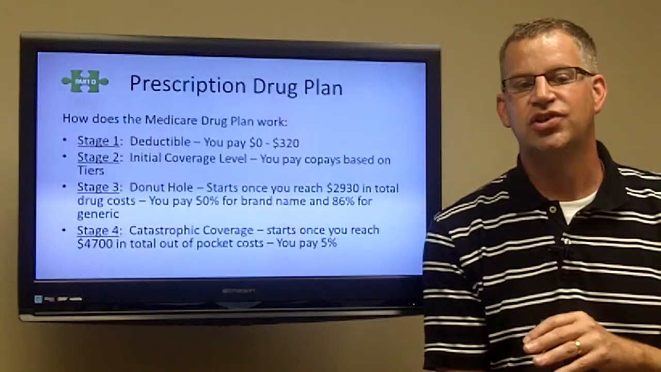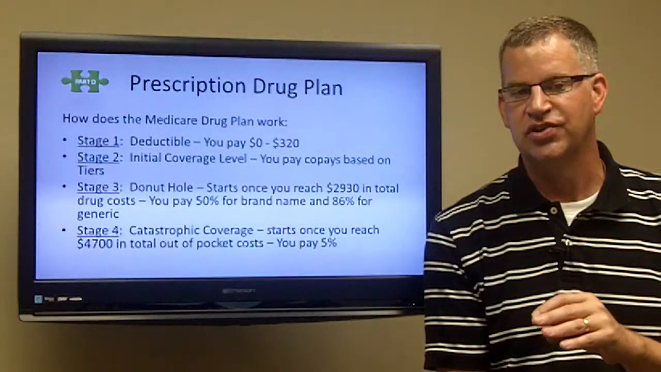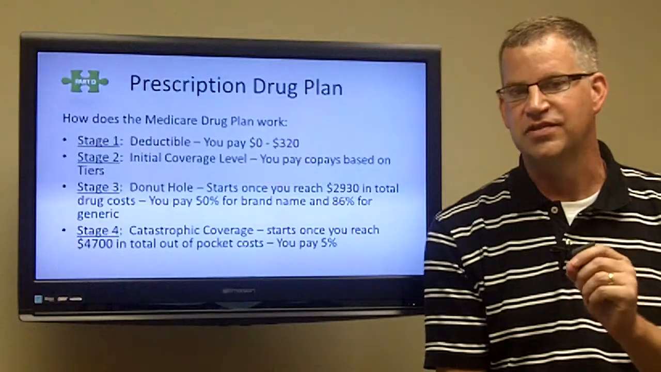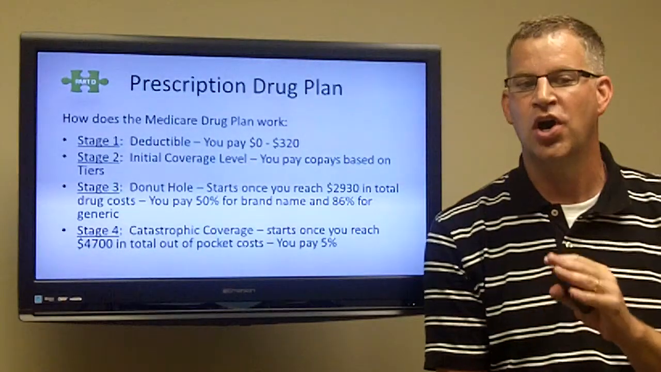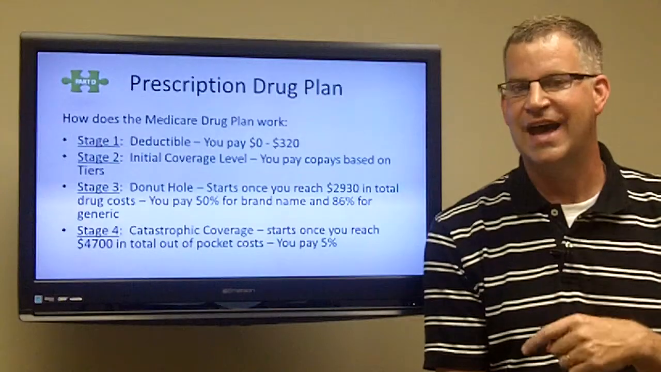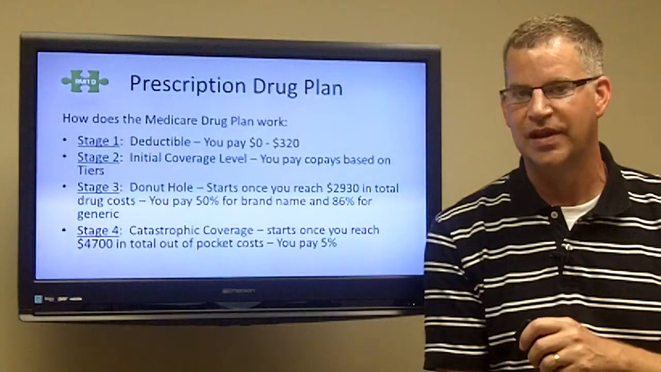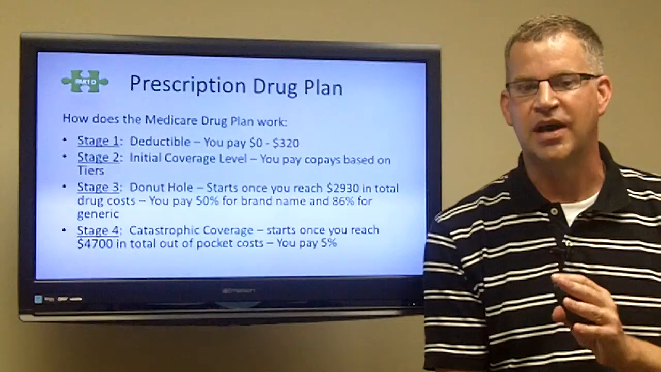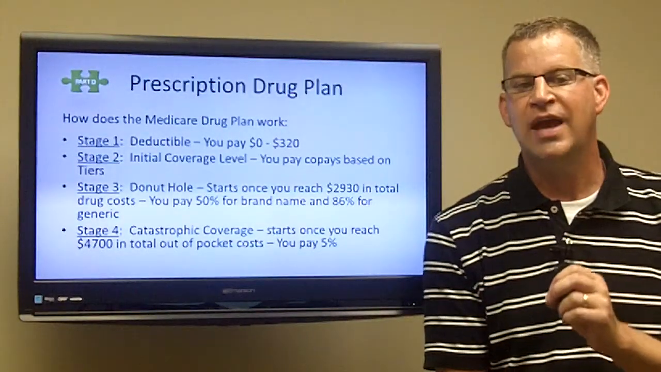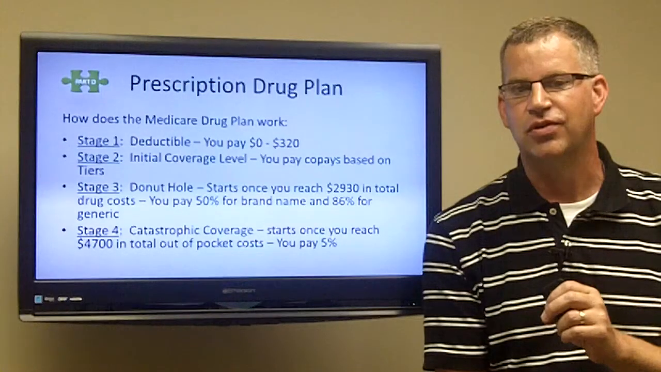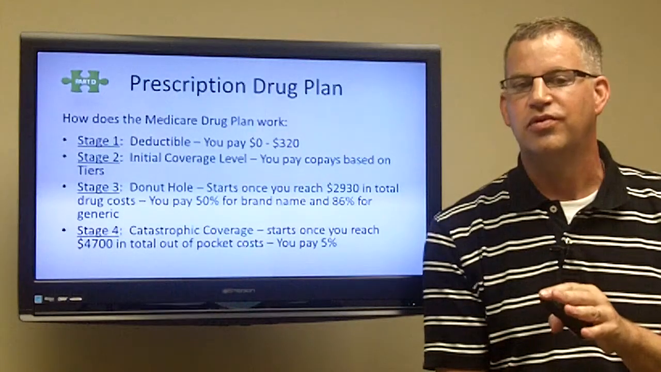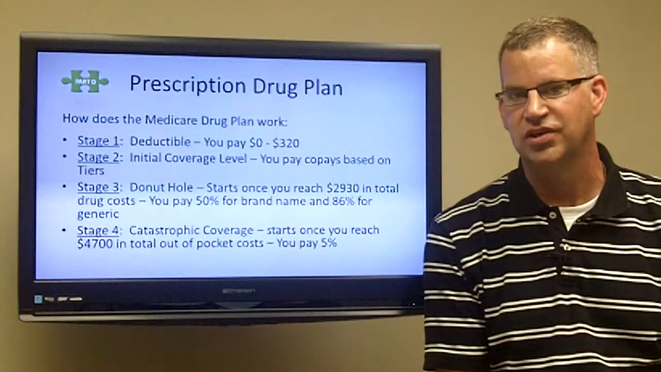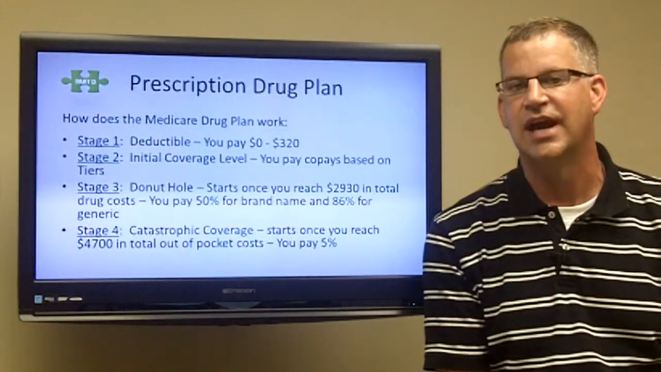The last stage is catastrophic coverage at stage 4. It starts once you've reached $4,700 in total out-of-pocket costs. That is your out-of-pocket cost for medications. It does not include the premium amount. It's just your out-of-pocket for medications. Once you enter the catastrophic coverage level, you will only be responsible for approximately 5% of the full cost of the medication. The insurance company would pay the other 95%.